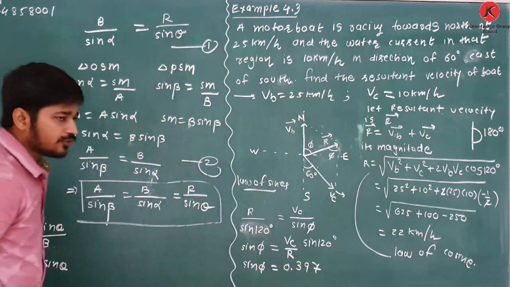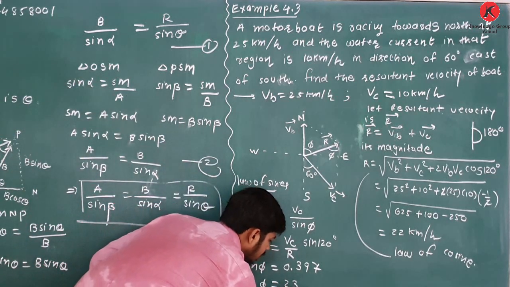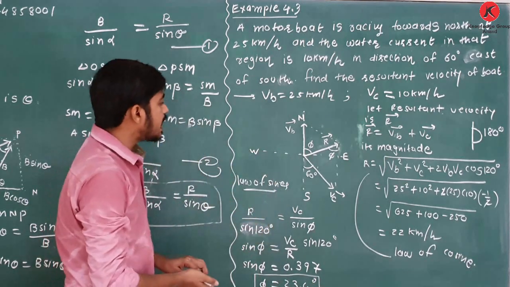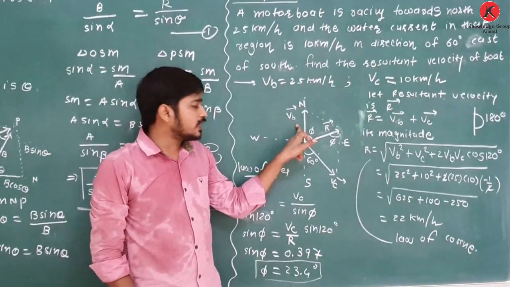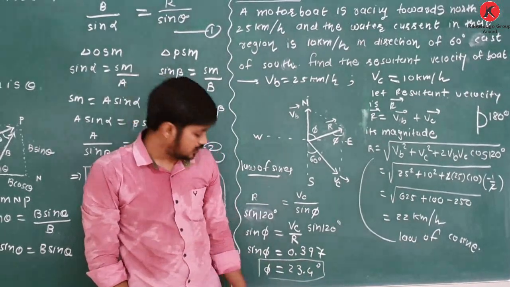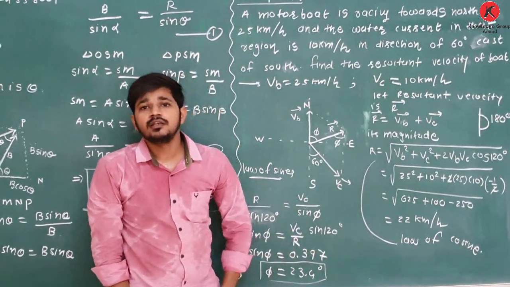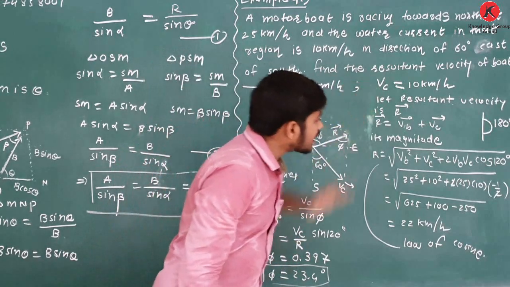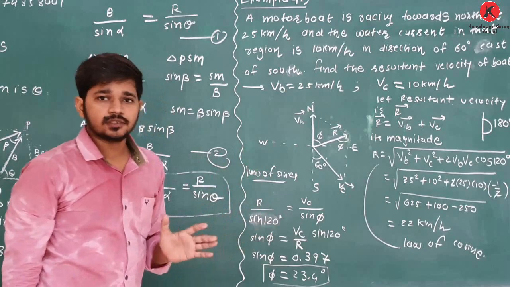is equal to 0.397. And if you find the angle, that angle phi is equal to nearly 23.4 degrees. So yes, with the north direction, the resultant velocity is at an angle of 23.4 degrees. Clear about this? Okay, so yes, this is how to use the law of parallelogram to find magnitude, and how to use the law of sines to find direction.